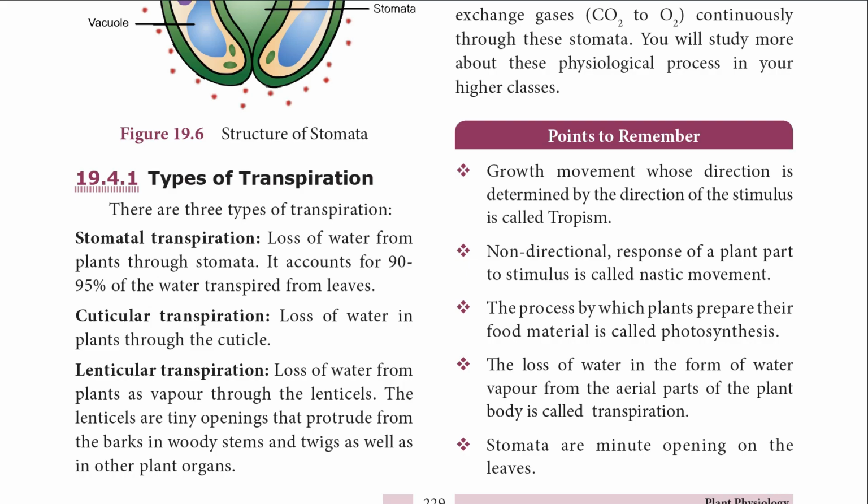The next one is called lenticular transpiration. Lenticular transpiration is the loss of water from the plant through the lenticels. The lenticels are tiny openings which are present on the bark of the woody stem. So the woody stem and the twigs will have these small openings which are called lenticels.